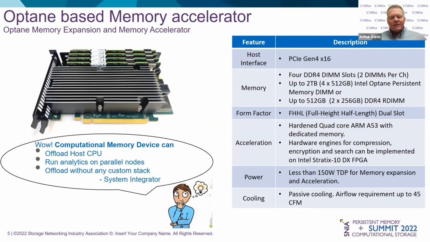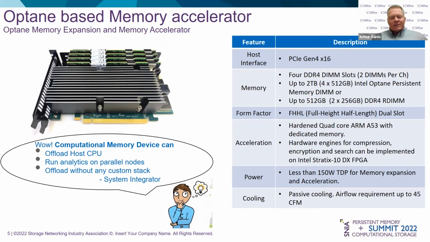At the heart of this device is an Intel Stratix 10 FPGA, which converts the PCIe Gen 4x16 interface into Intel's DDR-T interface. Using an FPGA instead of a hardened ASIC allows users to offload compute functions on this card. The FPGA also has a built-in quad-core ARM A53, which can be used for running firmware and multi-threaded algorithms on the 2 terabytes of data memory on the card.